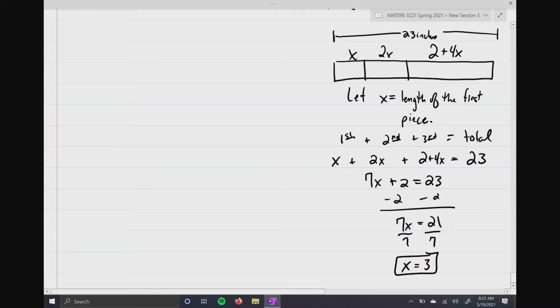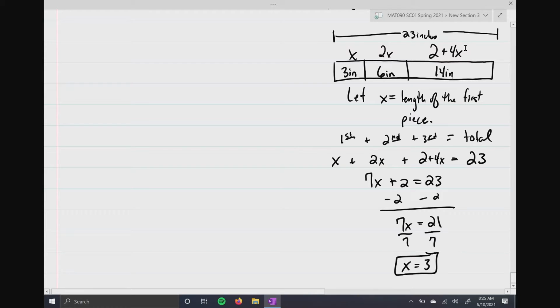Now, that is the length of the first piece. And since this is measured in inches, the first piece, all the way at the top of your screen in the upper right-hand corner, is 3 inches. The second piece has to be 6 inches. And then the third piece is going to be 4 times 3, which is 12, plus 2 is 14 inches. Because if you look at the problem, they want you to type it in. So 3 inches.